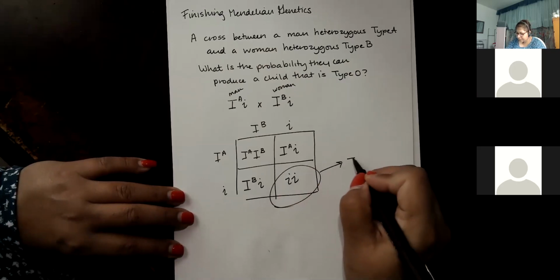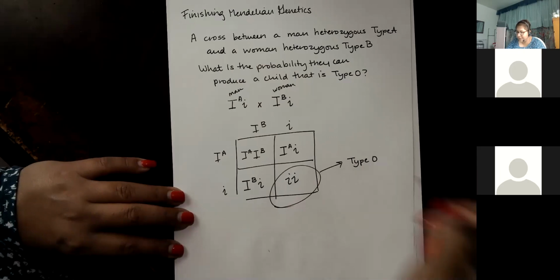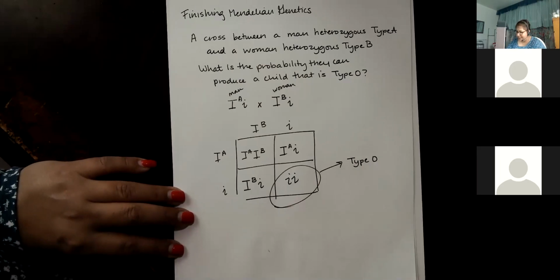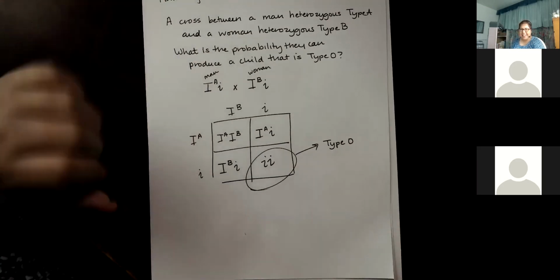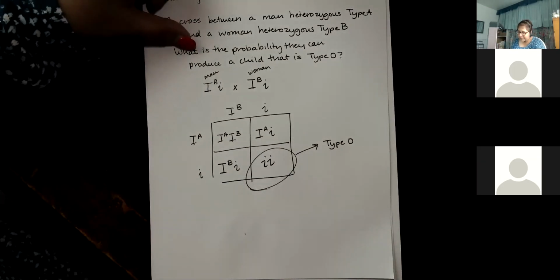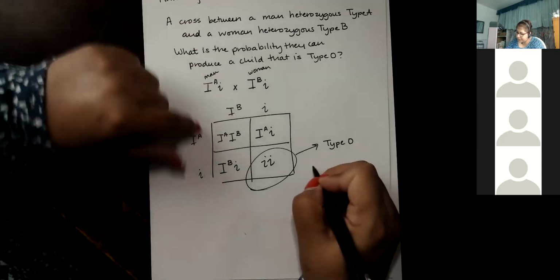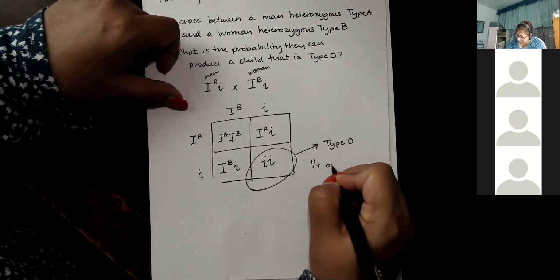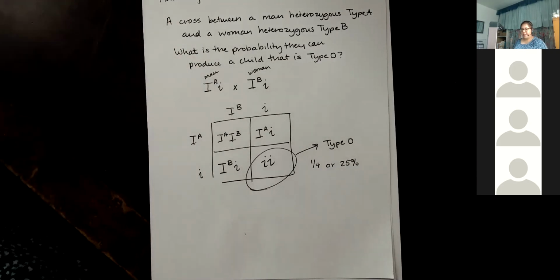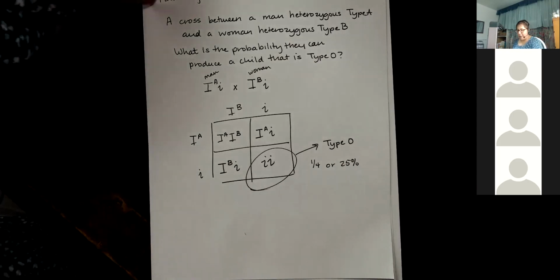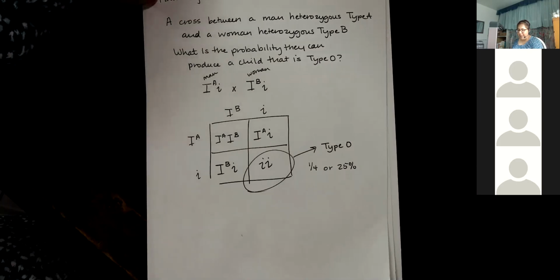Yes. I did it right. You sound surprised. I went back to my notes. So what's the probability? 25%. Yeah, you could say 1 out of 4 or 25%. Very good. Look at this. And you guys thought this was going to be hard.